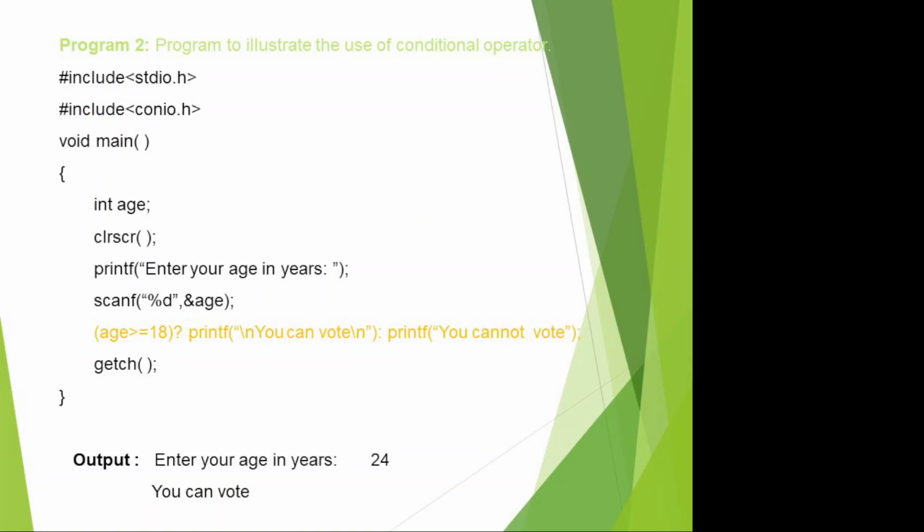This is one program to show the use of conditional operator. Here, age is taken as an input and it is stored in the variable age. After that, if age is greater than or equal to 18, then it will display a message: you can vote, otherwise you cannot vote. Suppose the user entered the age 24, then it will give the first expression: you can vote. That means age greater than or equal to 18 is true for 24, so it will give the first expression: you can vote.